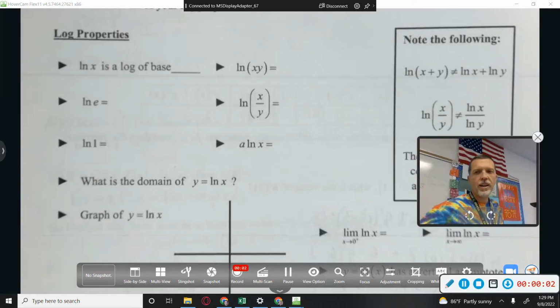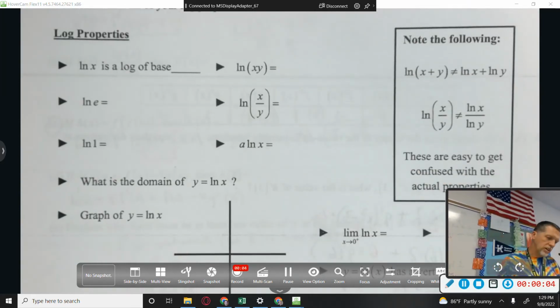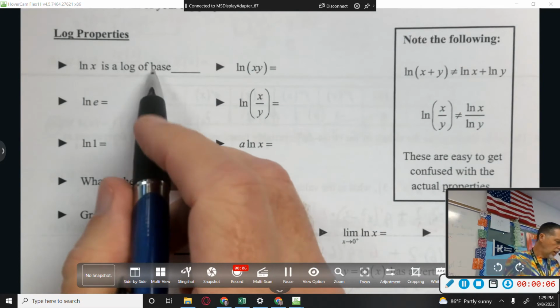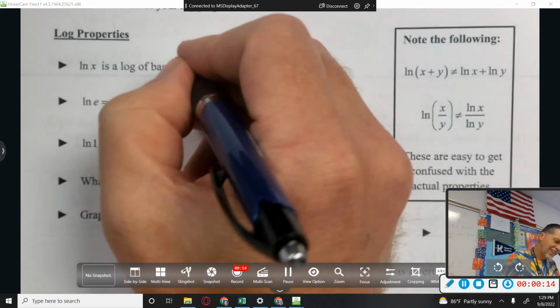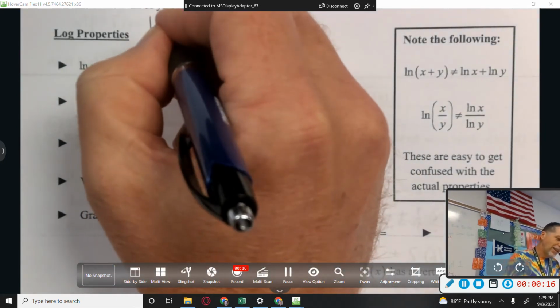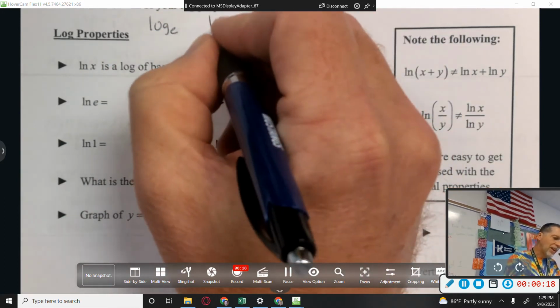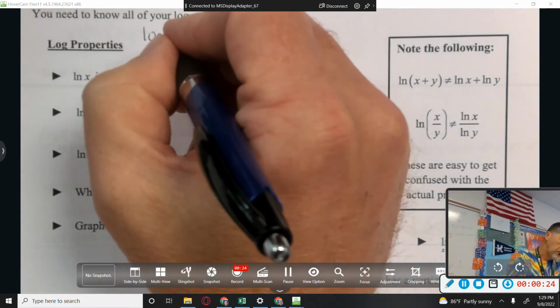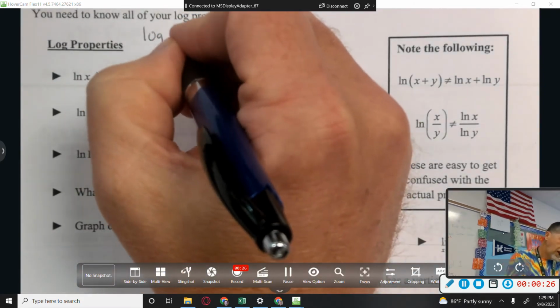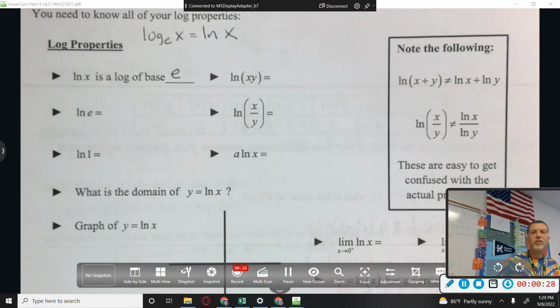All right, so looking at logs, derivatives of logs. Natural log is a log of base, you know what goes in that blank? Not 1, not 10. E. If we wrote log base E, that's the same thing as natural log. Log base E of x would be the same thing as natural log of x.